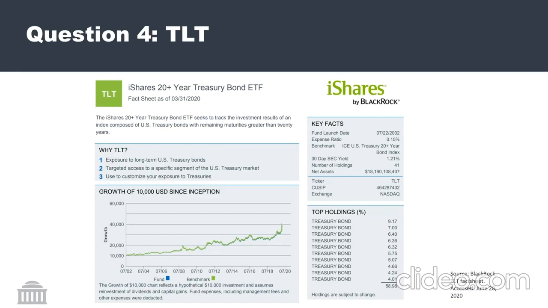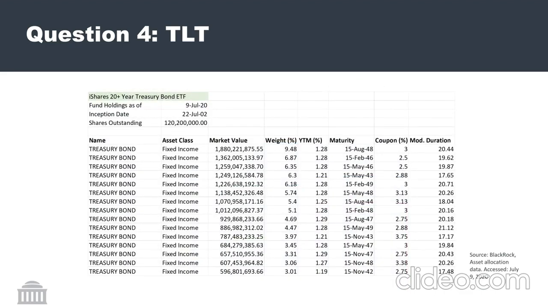The second ETF is a 20-plus year Treasury bond ETF. This ETF invests in long Treasury bonds. You could see that all of the top holdings consist of Treasury bonds. These are bonds that at the time of issuance have 30 years until maturity. If you look at the current portfolio of holdings as of July 9, 2020, these are the different maturities on these long bonds that comprise the portfolio of this ETF. And indeed, you could see that all of them have more than 20 years to maturity.